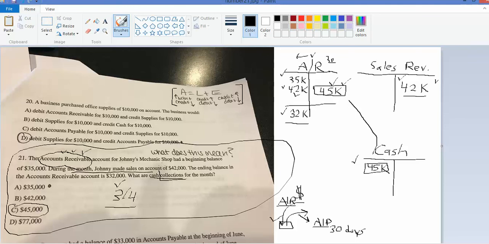I think where it throws people off is the problem won't say sales on accounts receivable, right? It doesn't say sales on accounts receivable, and that throws you off. But sales on account is accounts receivable. Paid on account is paid on accounts payable. And this is how you back into your answer when you're given 3 or 4 in an accounts receivable account.